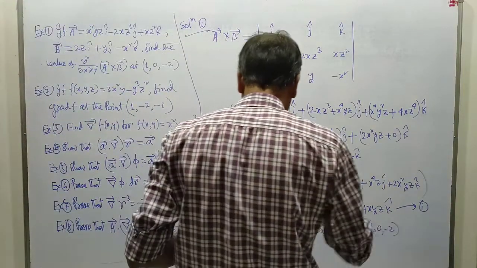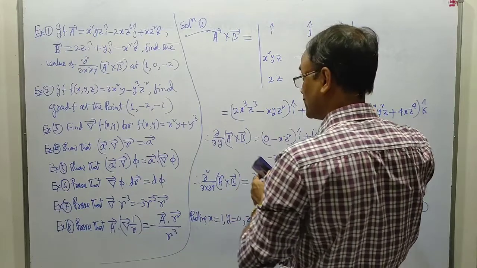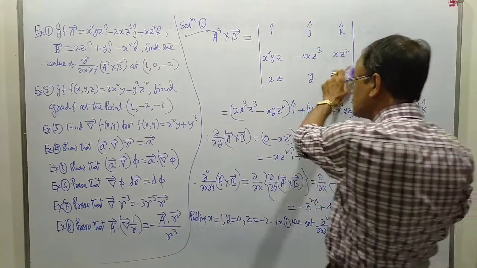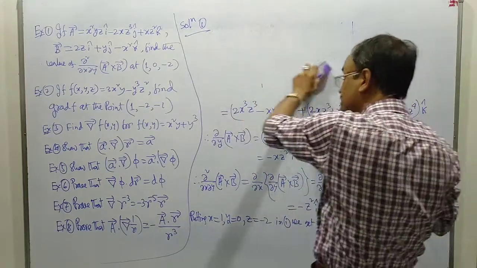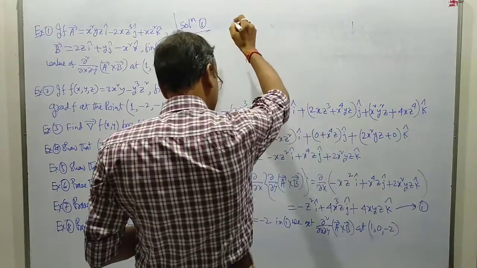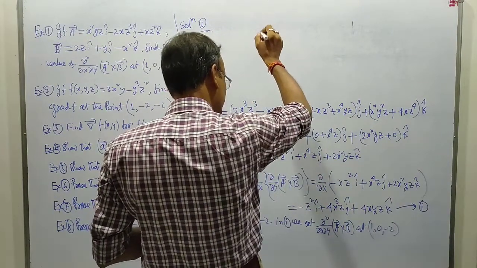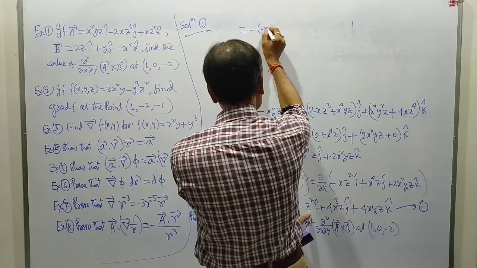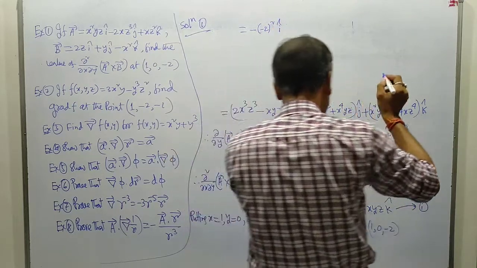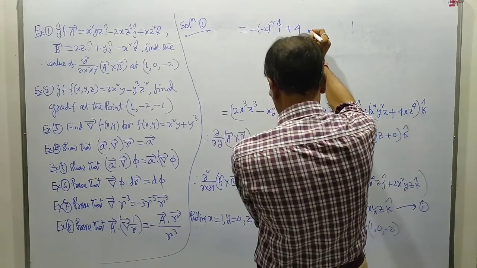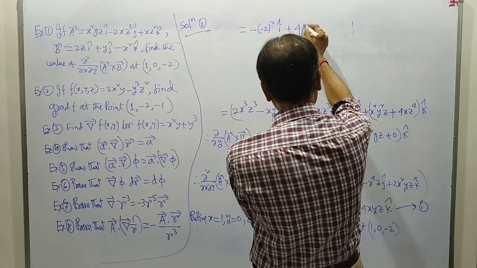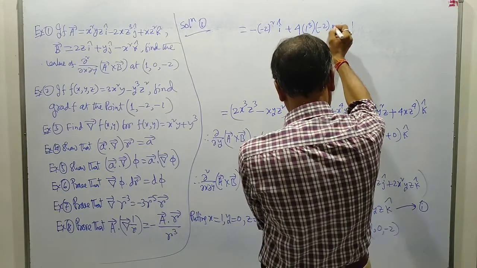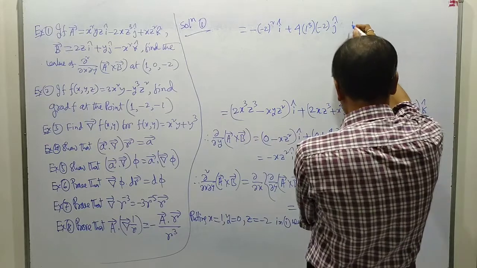Therefore, at this point, which is equal to minus of minus 2 whole square i cap plus 4, it is 1 cube, 1 cube. It is minus 2 j cap, it will be plus 4.